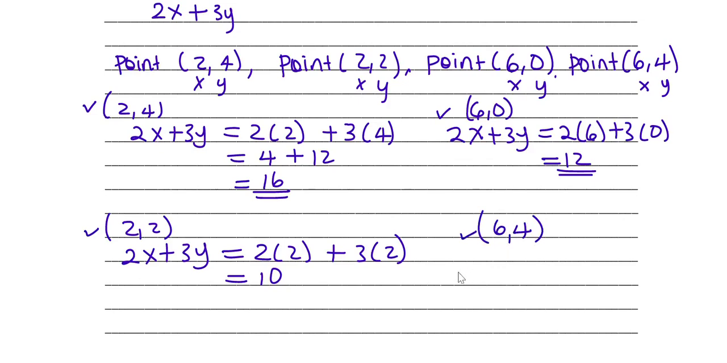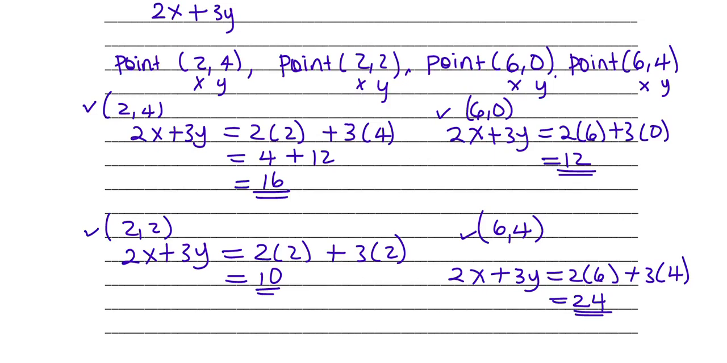This is x and that is y. So we shall have 2x plus 3y being equal to 2 times x, which is 6, plus 3 times y, which is 4. Sorry, x is 6, y is 4. 2 times 6 is 12. 12 plus 12, we get 24. So these are the values, right?